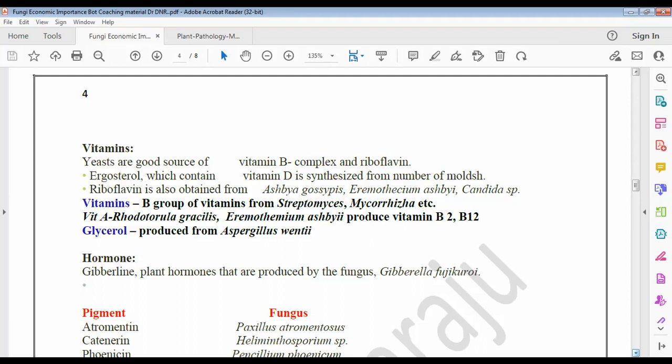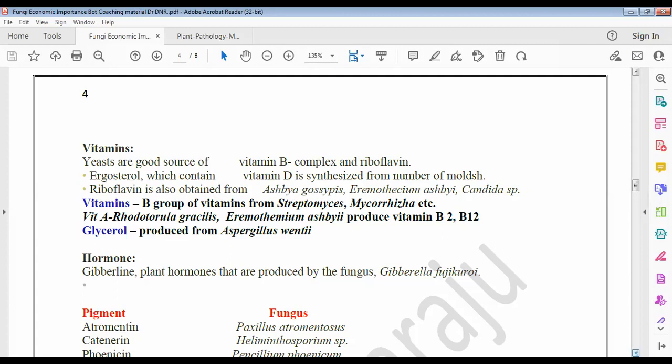And so many vitamins, B, D, C, E, K, are produced using fungi, especially in all the fermented foods. There is a rich source of B vitamin in idli, dosa, vada, jalebi, all the fermented food material, curd, because of these microbes. And ergosterol from Claviceps is a vitamin D source.